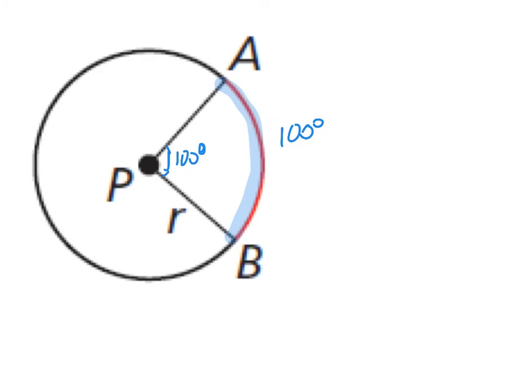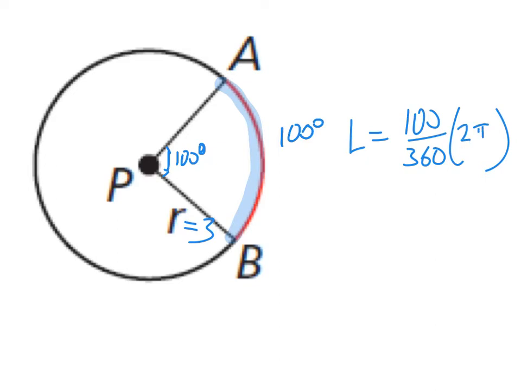So if it's 100 degrees, what fraction of a circle do we have? Is it half a circle? No. Is it a quarter circle? Not quite, because 100 is not a quarter of 360. Oh, but what fraction is this? This is 100 over 360. So the length is 100 over 360 times the circumference. And let's just pick a radius of, let's go back to that radius of 3. Why not? So this is 2 times pi times 3. So this is 100 over 360. Well, 100 over 360, let's simplify that. That's 10 over 36, divided by 2, that's 5 over 18. 5 over 18 times 6 pi.